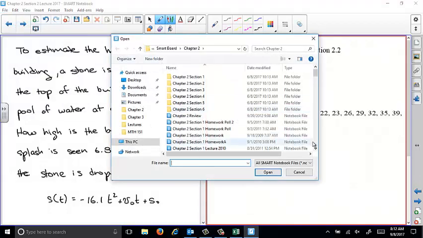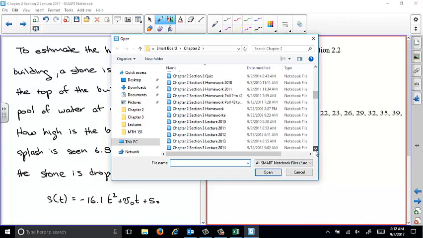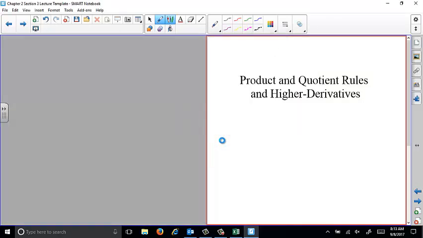Okay, move to section 3 here. We'll introduce the multiplication rule. So section 3 deals with what are called the product and quotient rules.